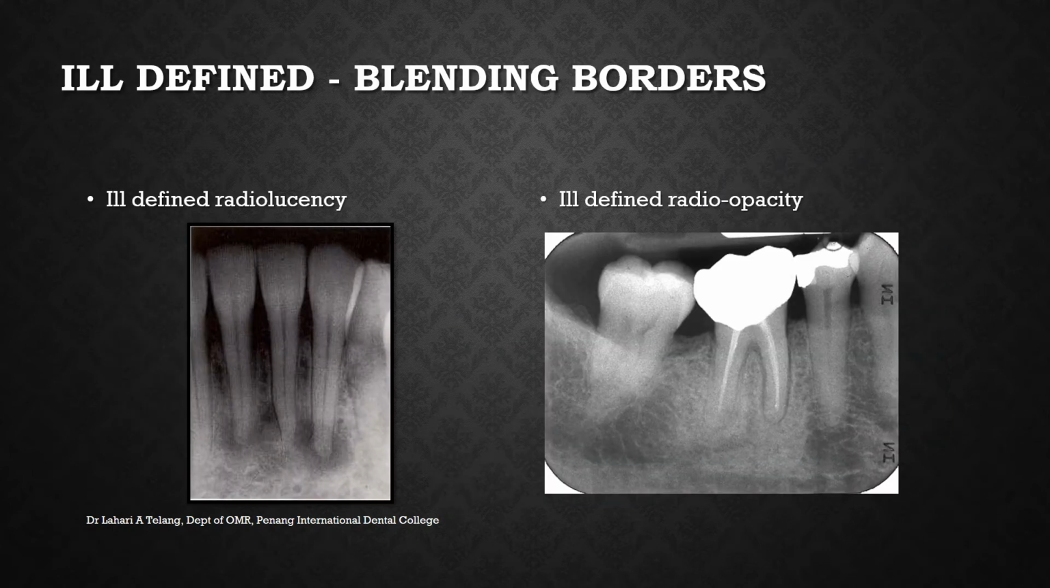On the other hand is a blending radiolucency, where you see that the margins are not very well defined, and the margins blend into the adjacent normal looking bone. So this is called a blending margin, and in this radiograph you're seeing that there's a radioopacity where the margins are actually blending again into the normal bone, and you cannot really define the edge of the lesion.